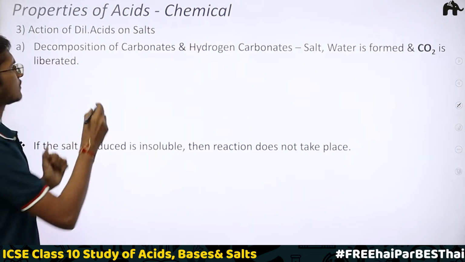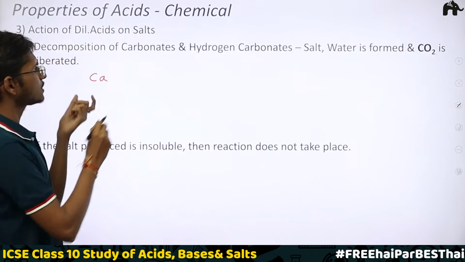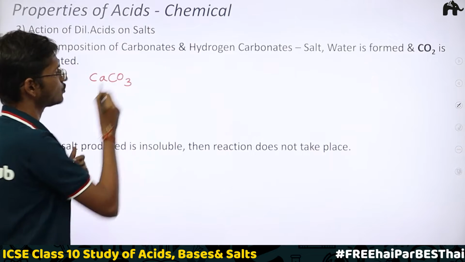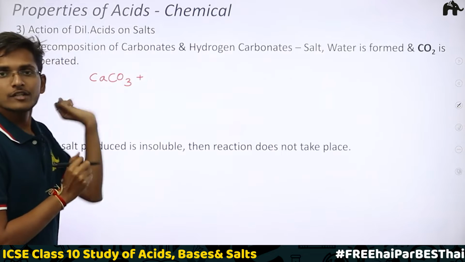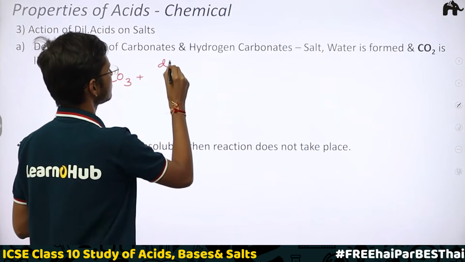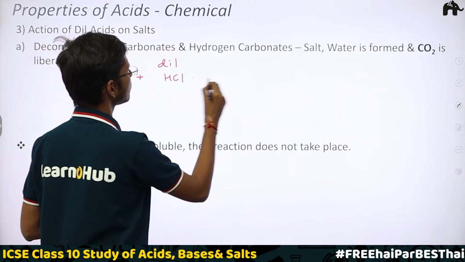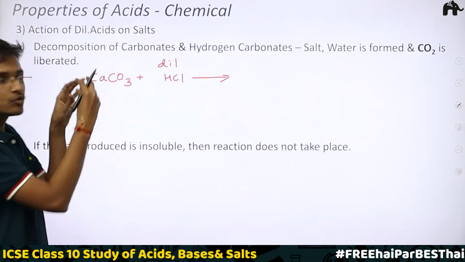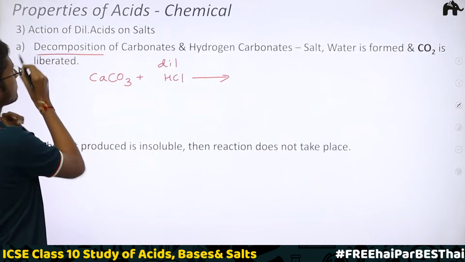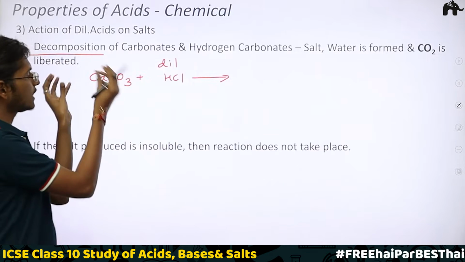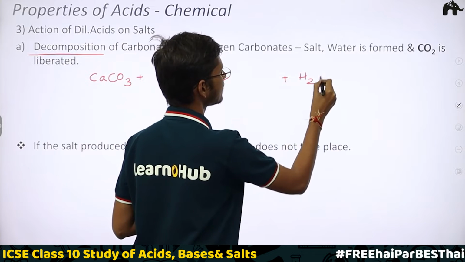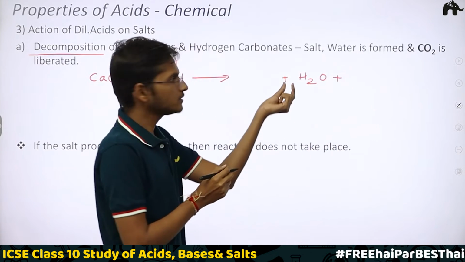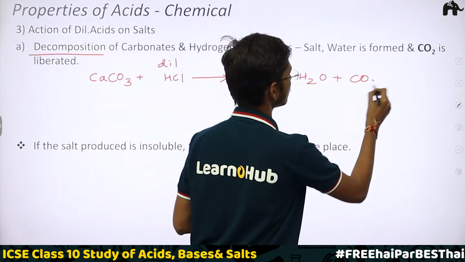Now what we are going to see is the example. I am going to take a simple example, calcium carbonate, CaCO3. I would treat it with a dilute acid, say dilute HCl. Now what is going to be formed? We know this calcium carbonate is going to be decomposed, right? The decomposition is going to take place and it is going to decompose into a salt. I would write the salt later on. Next, what would be forming? Water and carbon dioxide gas.